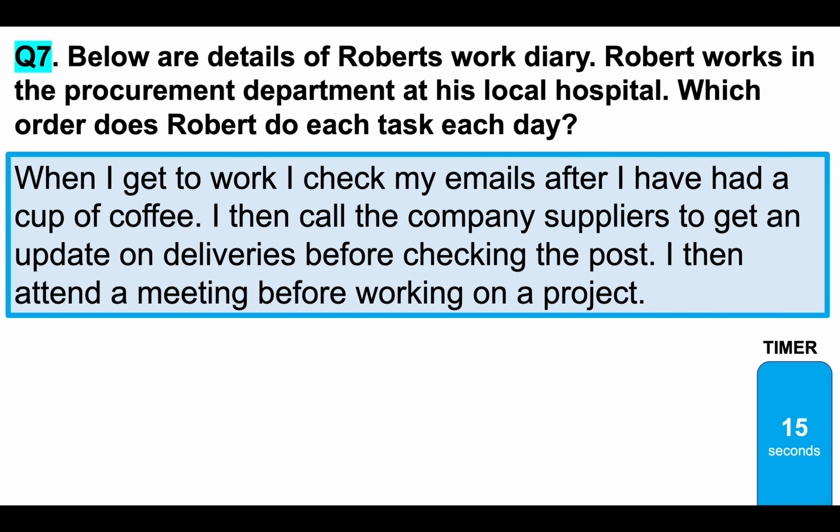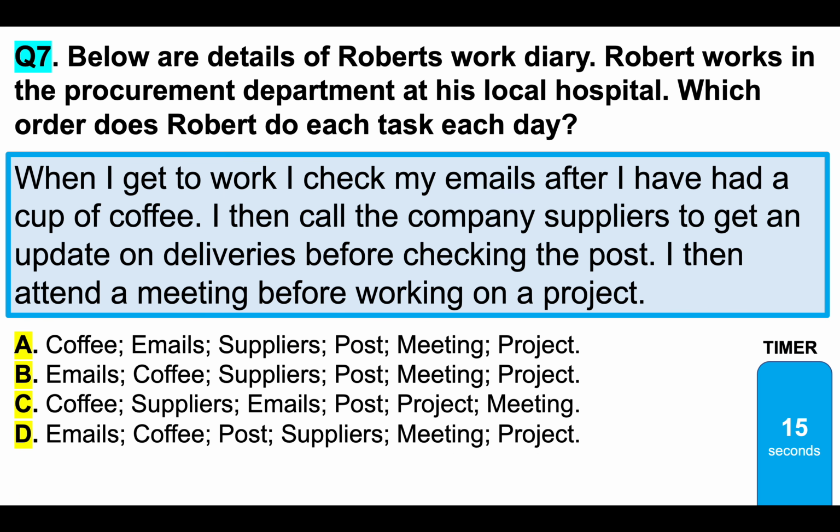Below are details of Robert's work diary. Now Robert works in the procurement department at his local hospital. Which order does Robert do each task each day? When I get to work, I check my emails after I have had a cup of coffee. I then call the company suppliers to get an update on deliveries before checking the post. I then attend a meeting before working on a project. Is it A, B, C, or D? Which order does Robert do each task each day? Here's your timer.